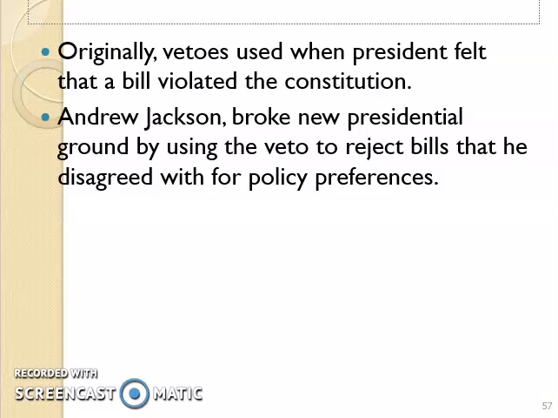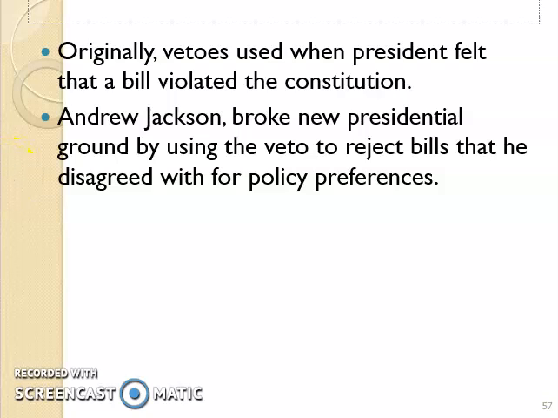Originally, clear back to George Washington, John Adams, the first presidents, they only used vetoes when they felt a bill violated the Constitution. They thought that this was not what the Constitution allowed or intended, and so they'd veto legislation in a sense like they were a court. They said, no, the Constitution doesn't allow this, and they'd veto it.